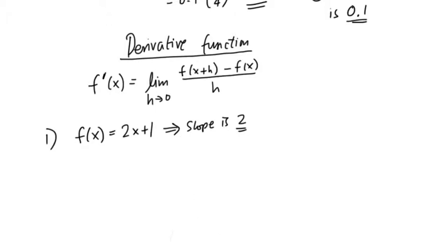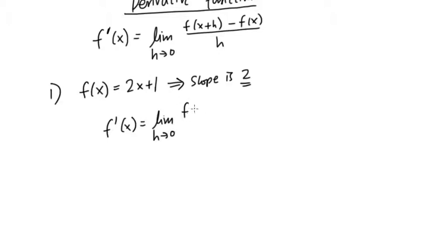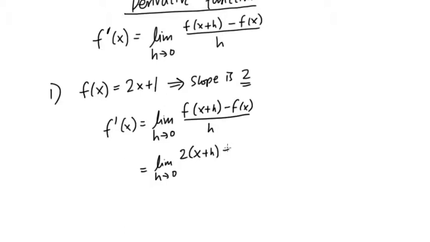So once again, let's do the definition of a derivative. f prime is going to be the limit as h goes to 0 of f of x plus h minus f of x over h. And so this is equal to the limit as h goes to 0. Now, since f of x is 2x plus 1, f of x plus h should be 2 times x plus h plus 1, minus 2x plus 1, all over h.